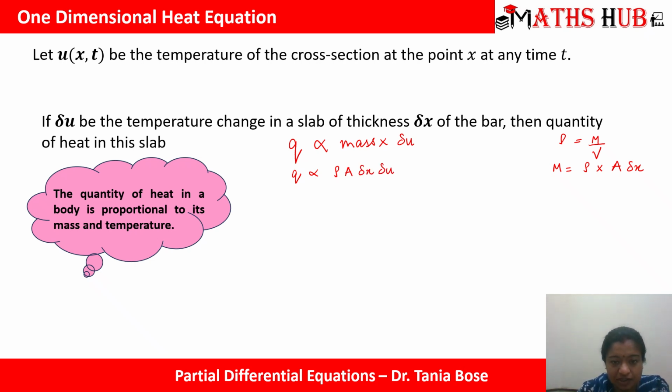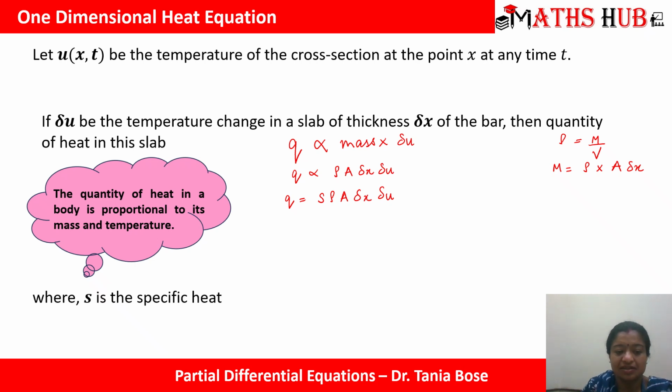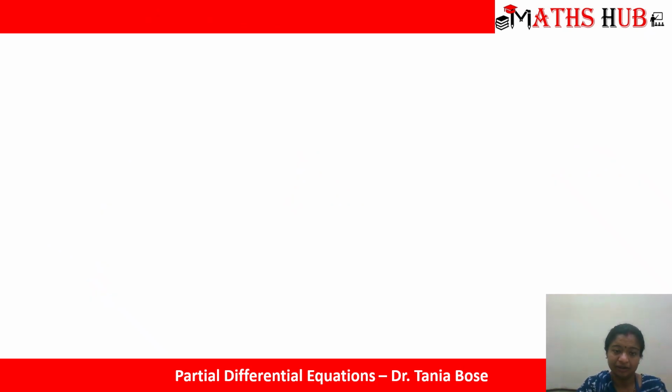Now when we remove the proportionality symbol, we get Q equal to S times rho A delta x delta u, right? Here, what is this S? This S is the specific heat, right? So this is how we calculate the quantity of heat in this slab. I hope till here it is clear. Now we move on to the next slide and see how to develop it.